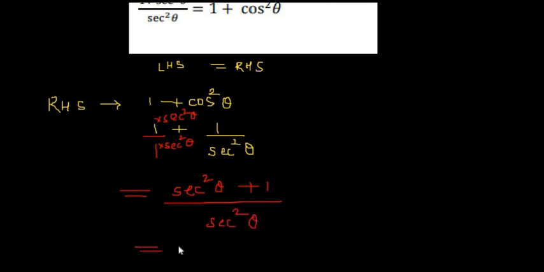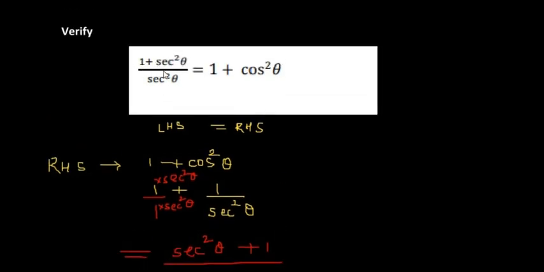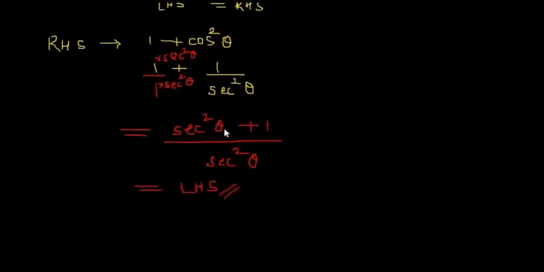So you will be getting the LHS directly over here using the RHS as well. So you can see the LHS was 1 plus sec square theta over sec square theta, which is same as sec square theta plus 1 over sec square theta.